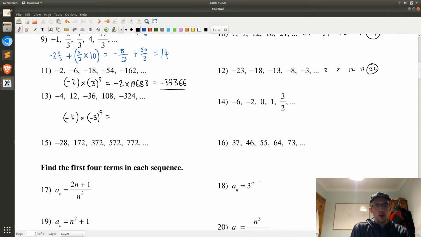And an odd power of a negative number is a negative itself. So it will be -4 times -19,683, which is, well, it's going to be positive. So what? 76,784, 78,732. I think. Something like that.